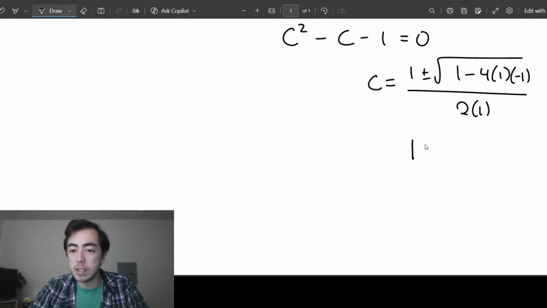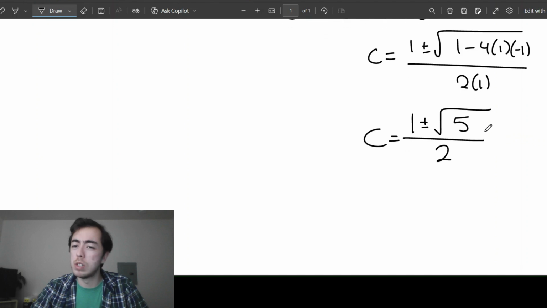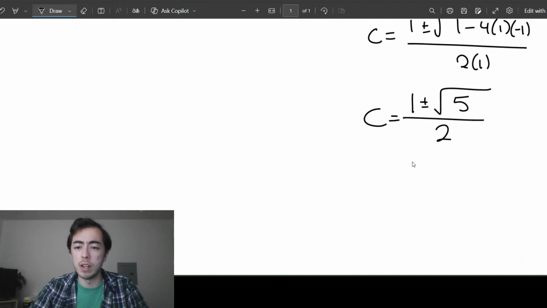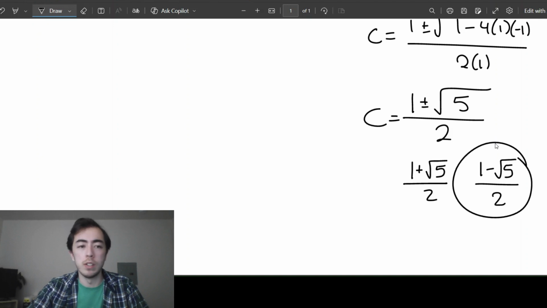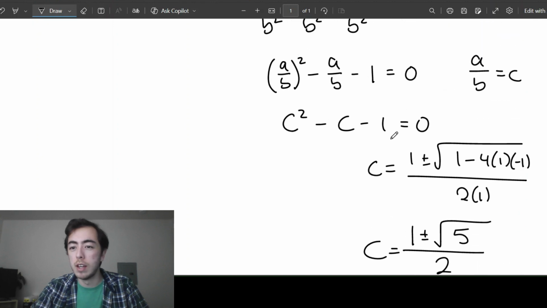We can simplify the radicand here. We have 1 minus negative 4, so that's 5. Dividing by 2, we get c. And c could be, looks like two different numbers because we have this plus and minus sign. Although I think I could throw out one of these. I know that the square root of 5 is greater than 1, so overall this is a negative number. And I think I can throw it out. Let's check back what c is going to be. C is a over b.